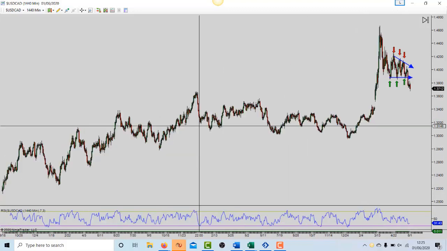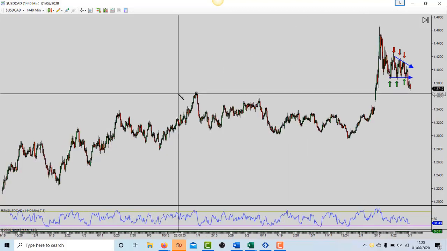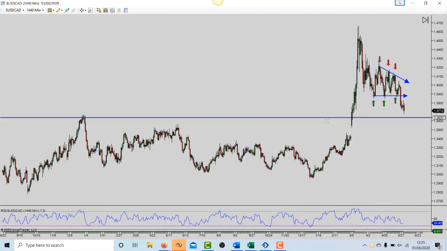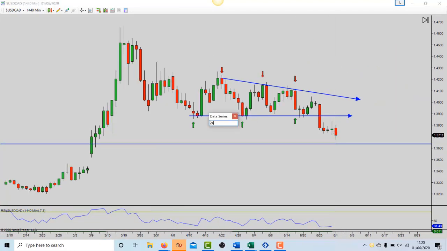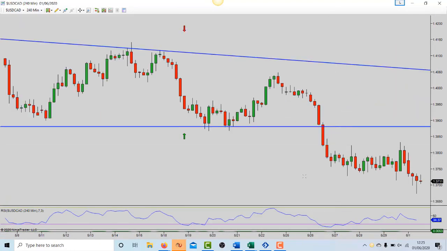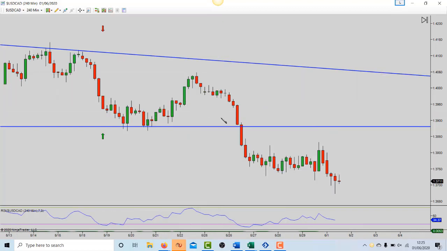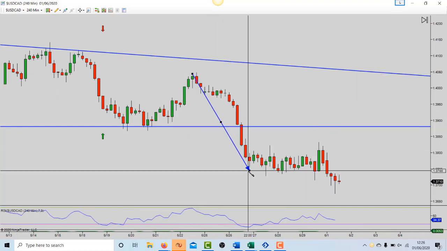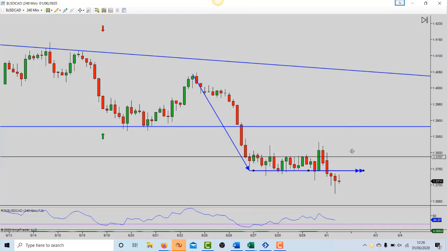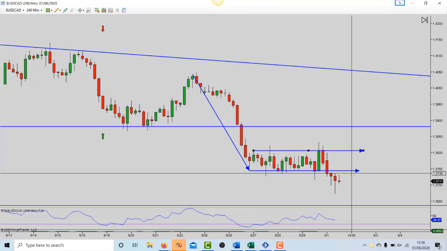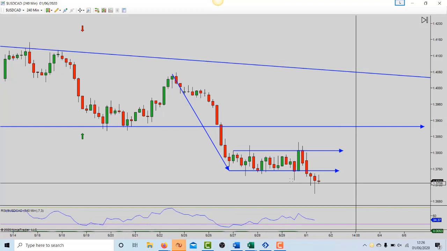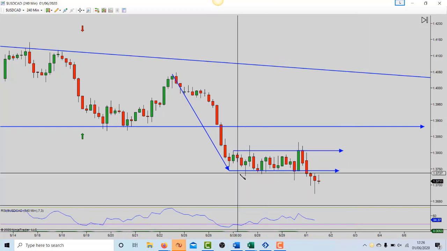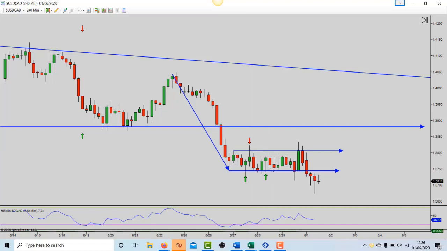Well, where could we come to? As a minimum, we could come to this structure level just here. That sticks out to me. Let's drop down the time frame to the 240 and move down to this point just here. And then we had movement sideways. And if we see here, we have a nice structure level here, here, here, and here.